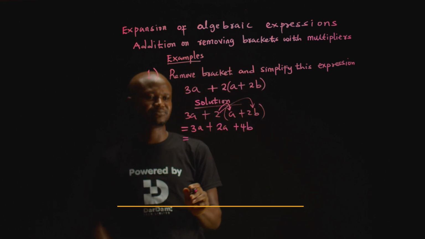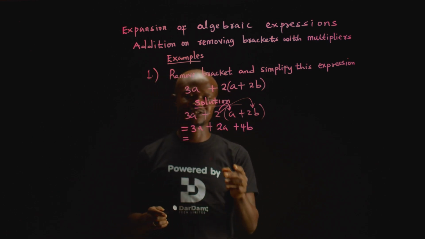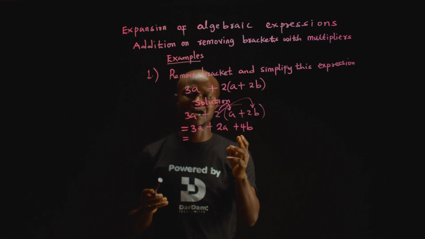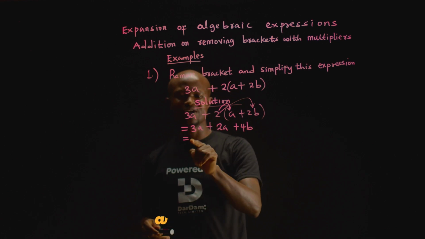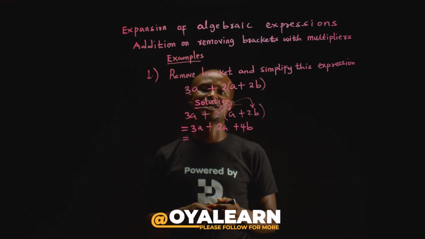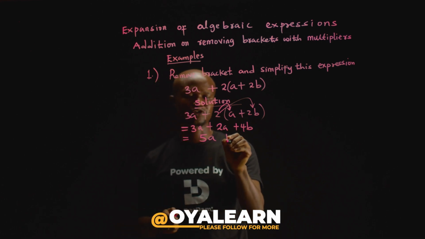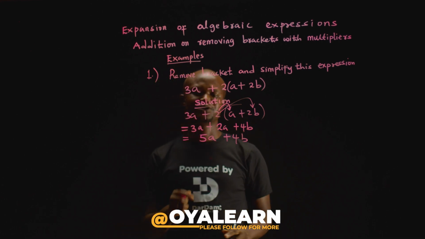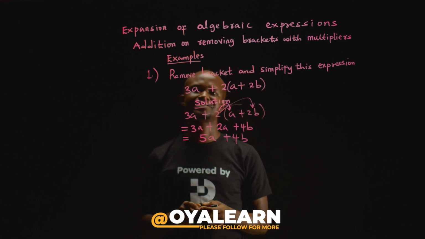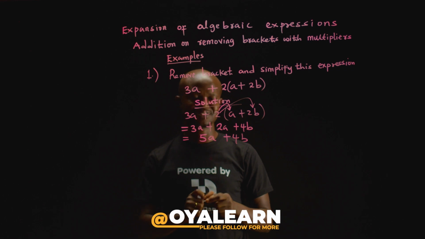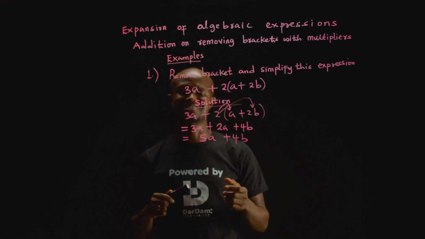Now the next thing is to add the like terms. And fortunately we have 3a and 2a's together, so we don't need to rearrange. So we have 3a plus 2a, what do we have? That's 5a plus 4b. You cannot add 5a and 4b together. Why? It remains like this. The reason is this, because 5a and 4b, they are unlike terms.